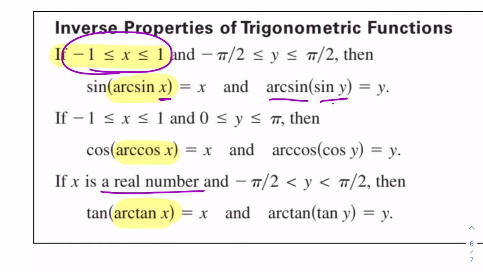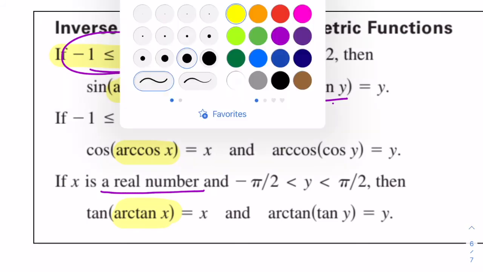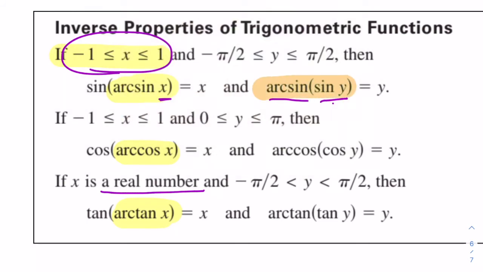make sure the angle, this output, and I'll use a different color because this is equally important, this angle right here needs to fall within the restriction that we had for the original trig function. So remember, arc sine is restricted to quadrants 1 and 4, negative pi over 2 to pi over 2. Arc cosine is restricted to quadrants 1 and 2, from 0 to pi. And then arc tangent is restricted to quadrants 1 and 4, not including negative pi over 2 and pi over 2, but in between those values, because of the asymptotes.